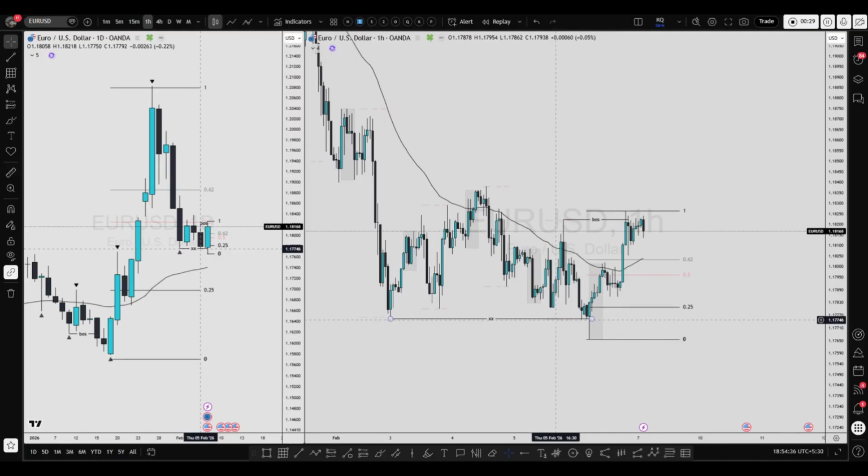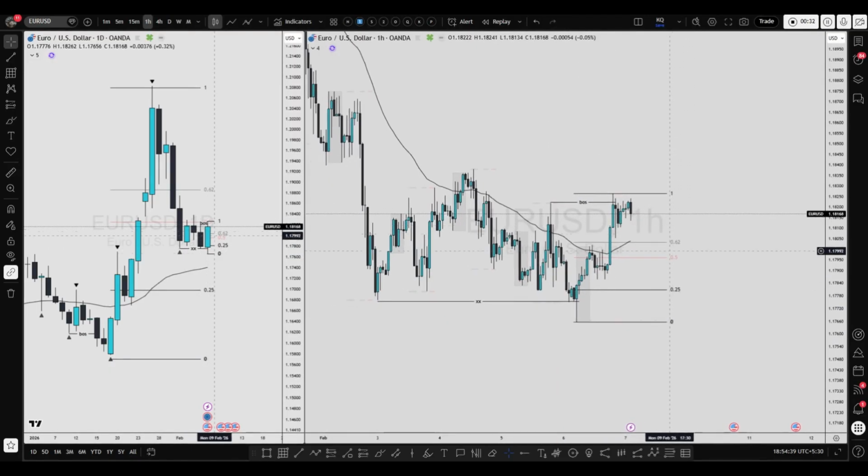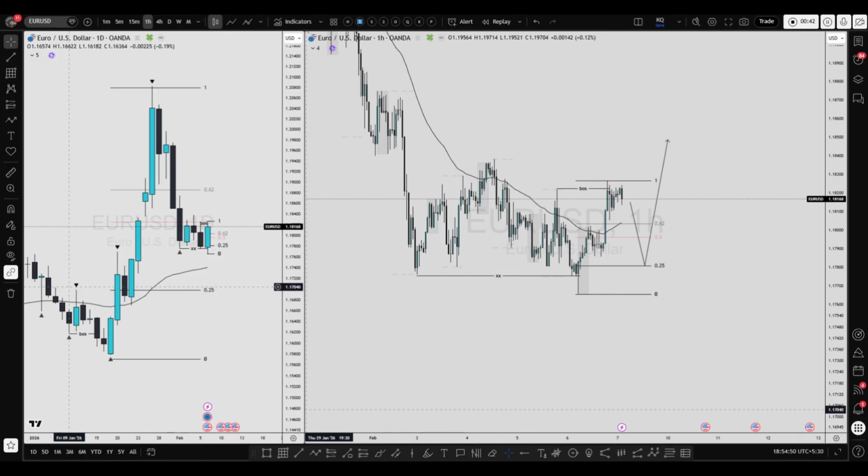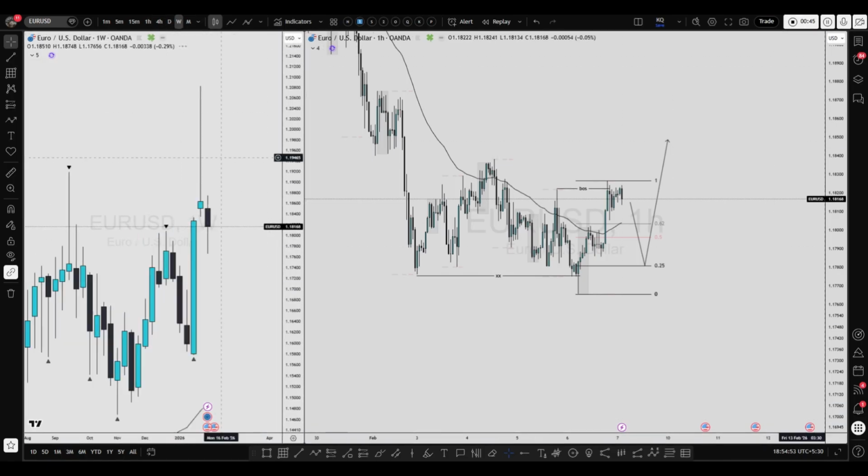In 1 hour, I can spot this setup, a liquidity sweep and breakout structure. What I will be waiting for is the corrective phase downside so that I can look for longs. That's a reversal setup, so obviously reversal setups are always low probable. Let's see what's going on in weekly perspective.